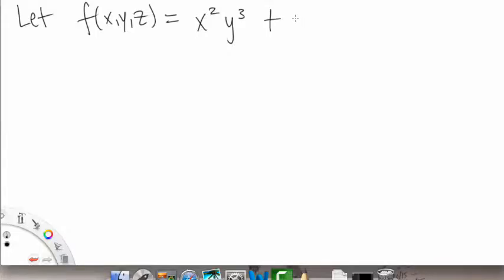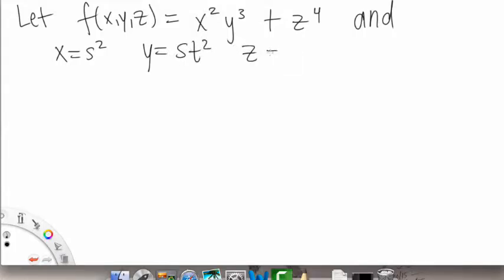Let's do an example. Let's actually do a computation here. So we're going to let our f of x, y, z, our multivariable function, equal x squared y to the third plus z to the fourth. And we're going to specify that x is equal to s squared, y is equal to st squared, and z is equal to s squared t. Okay? Alright, so here's the problem. We're going to compute partial f, partial t, using the chain rule.